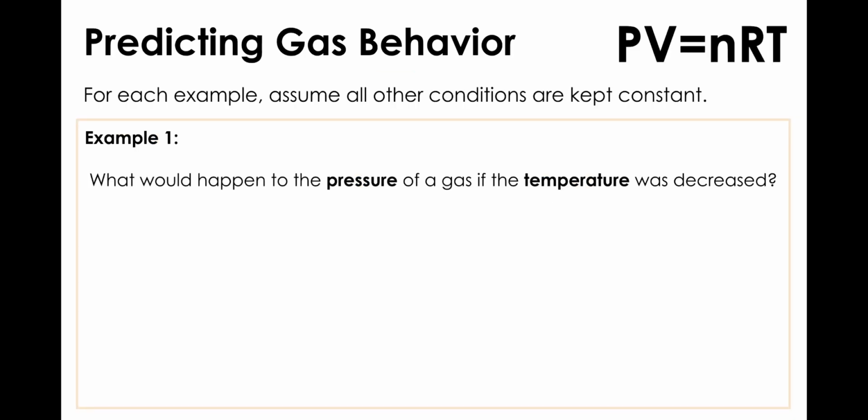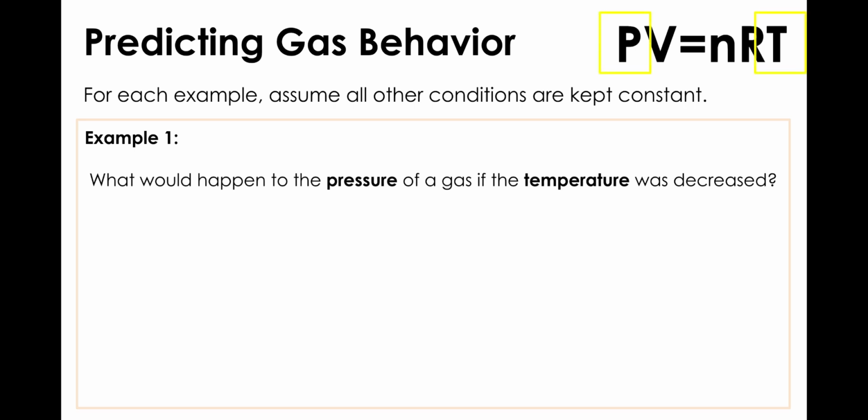So let's look at a couple of examples. And remember, we're always going to be looking at two variables at a time and have to assume that all the other conditions are kept constant. So for example 1, what would happen to the pressure of a gas if the temperature was increased?